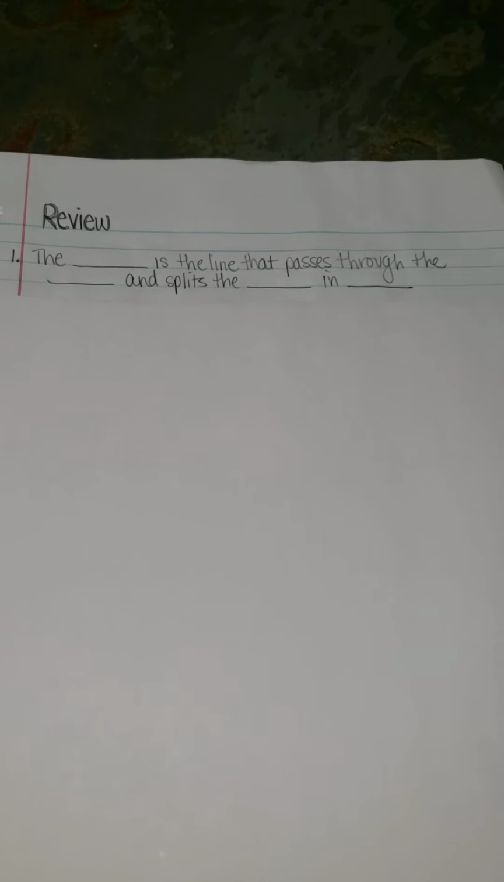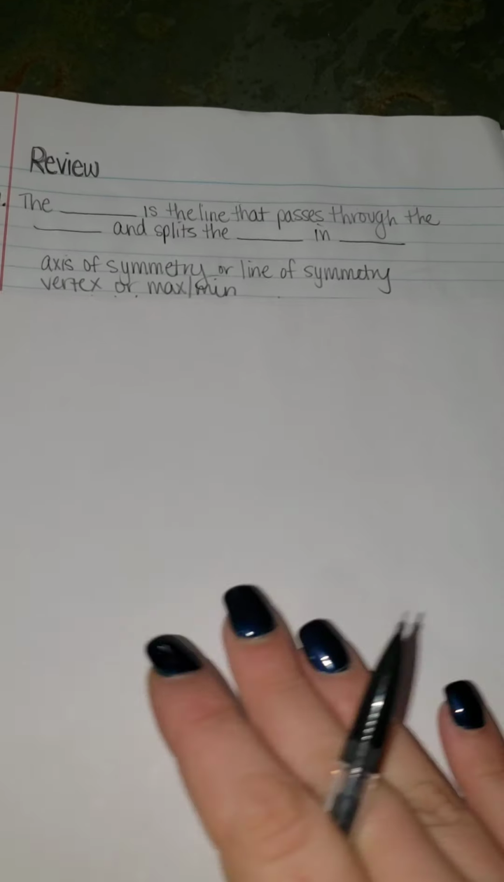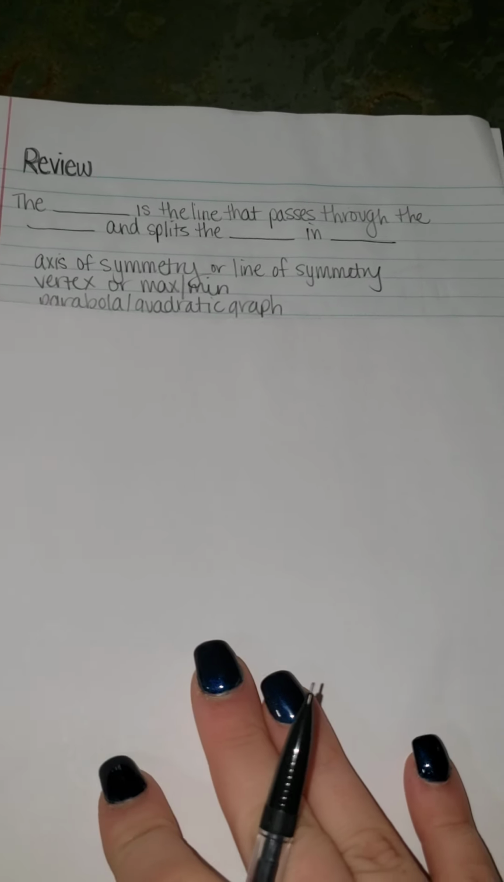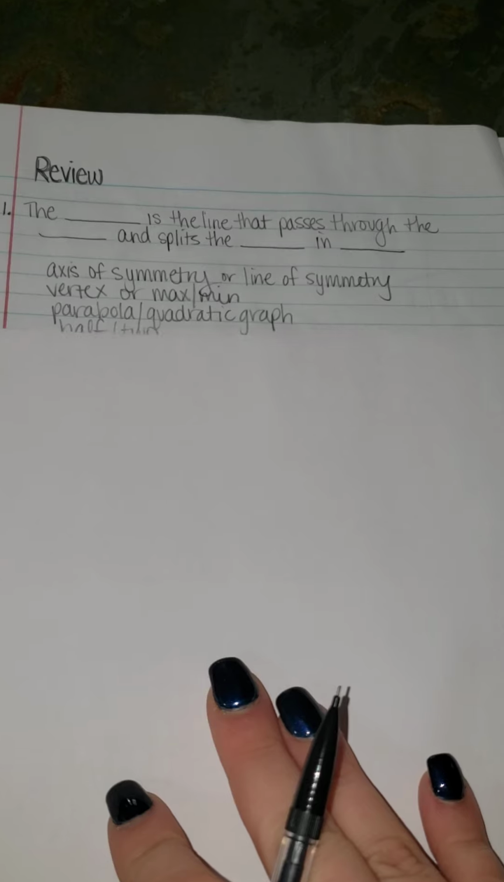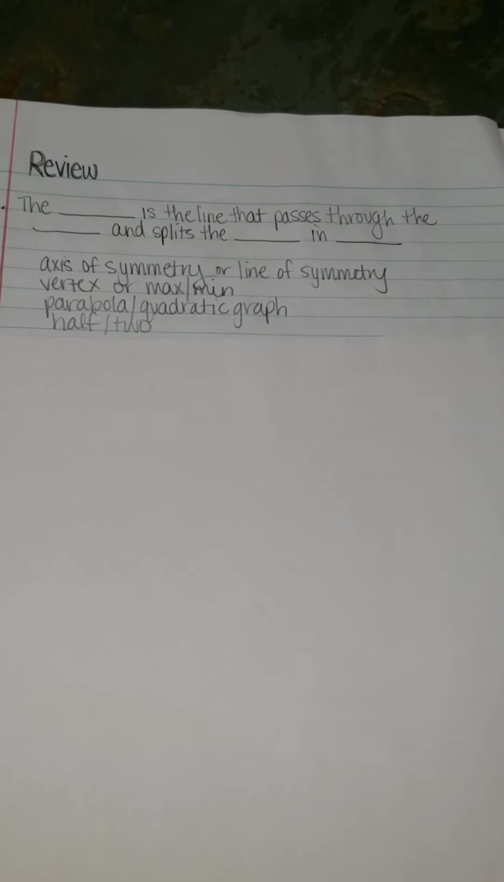Okay, the blank is the line that passes through the blank. That's going to be the axis of symmetry, or we can also call it the line of symmetry. And it passes through the vertex, or sometimes we say it passes through the maximum or minimum. And then we can say it splits the what? It splits the parabola, or maybe our quadratic graph, in half or in two. Okay, so the axis of symmetry is the line that passes through the vertex and splits the parabola in half.